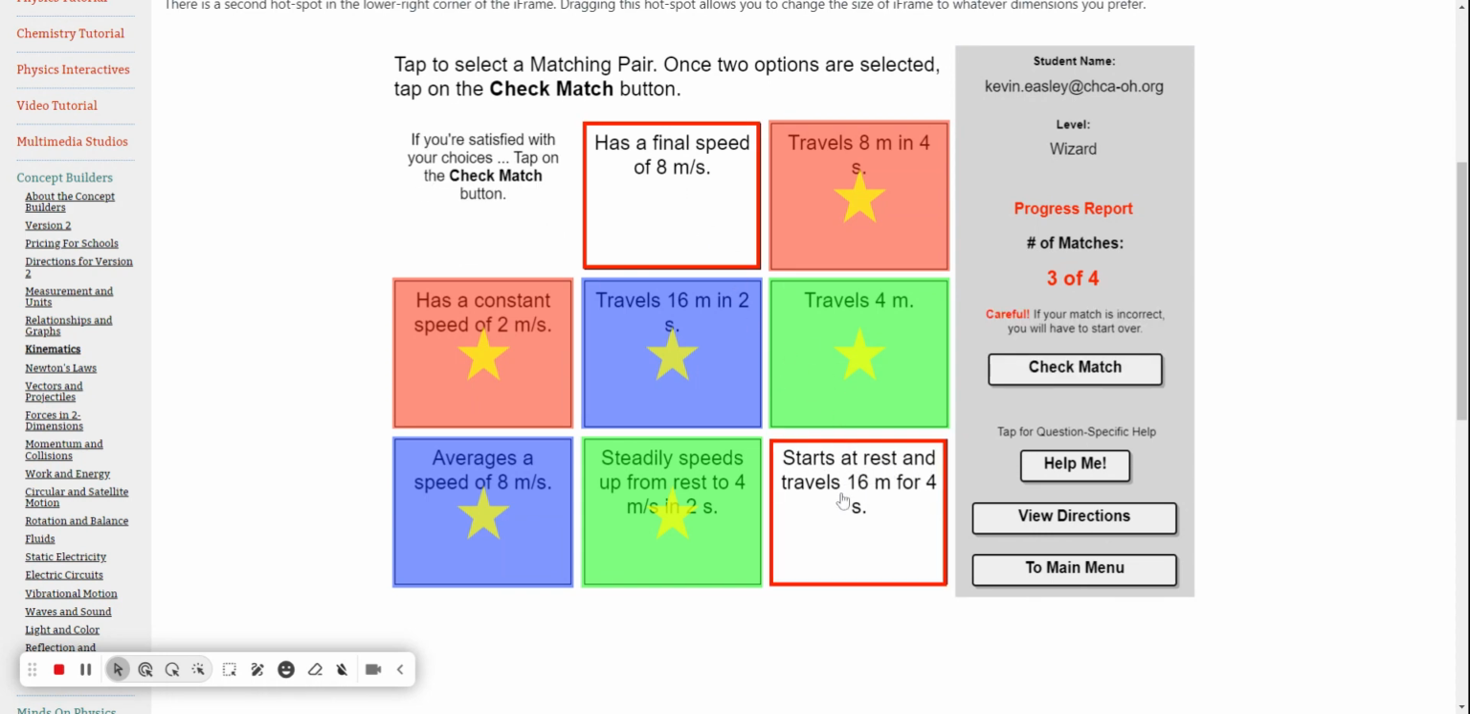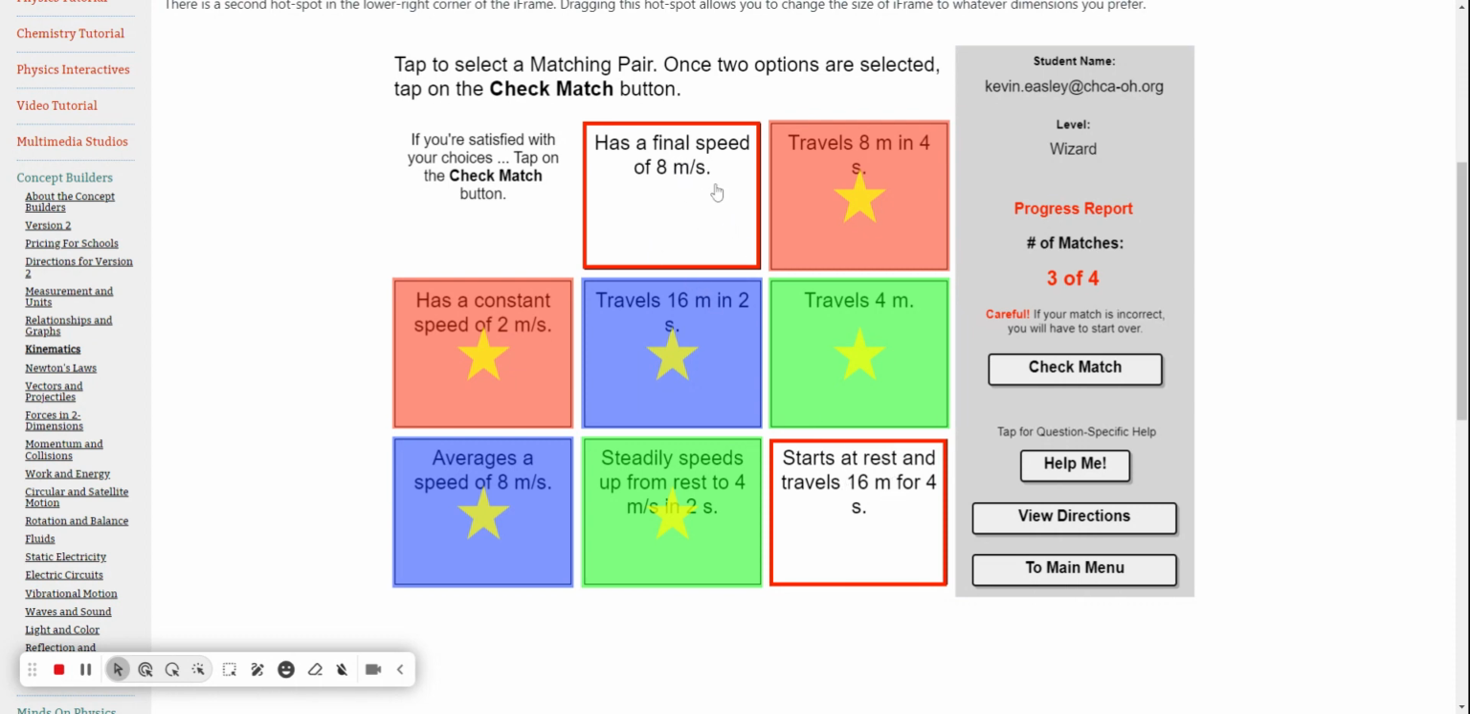Starts at rest and travels 16 meters. So we have 0, and then it goes 16 meters in 4 seconds. Well, what do you really do with that? Well, you have a distance, 16 meters in 4 seconds. So average speed would be 16 meters divided by 4 seconds. So that would be 4 meters per second. That would be its average speed, but we don't really have that as an option.